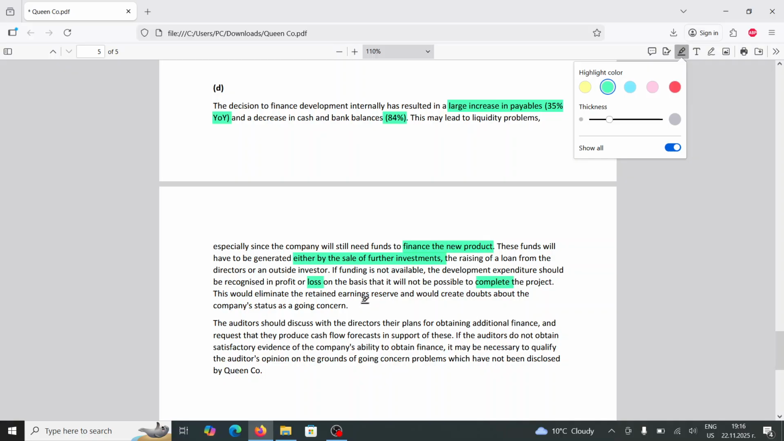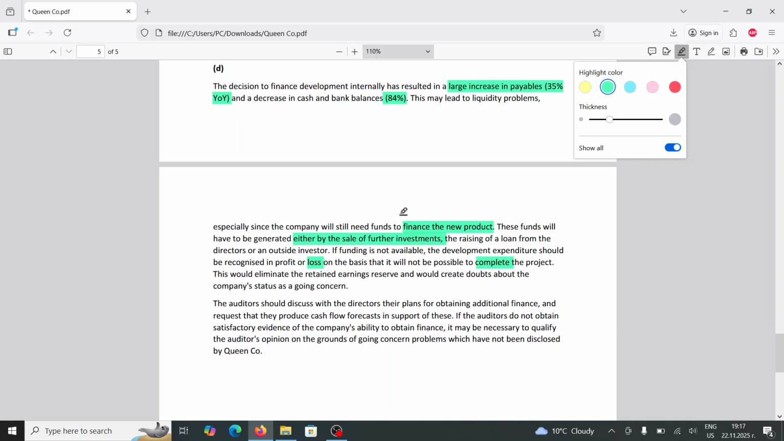They would eliminate the retained earnings reserve and would create doubts about the company's status as a going concern. So basically, the cash will be less, the loans will be hard to pay, the development will be reduced. The company is already losing market. So these reasons would raise going concern questions.